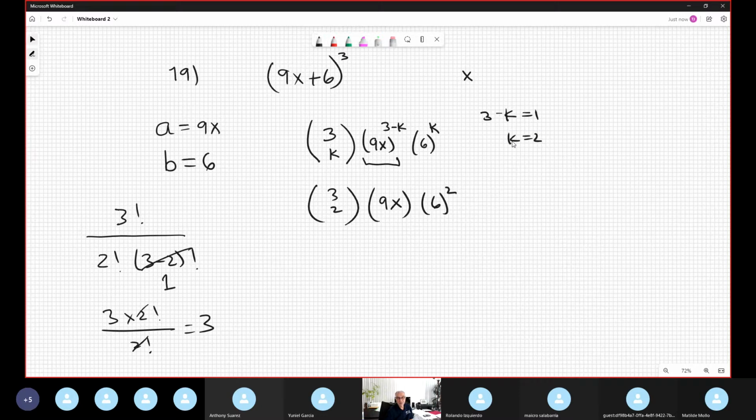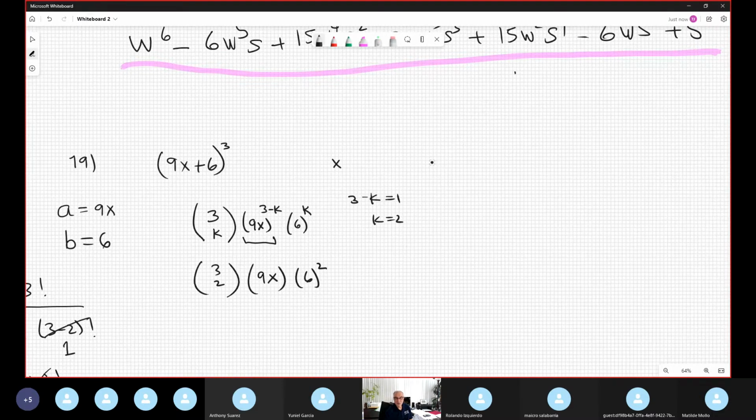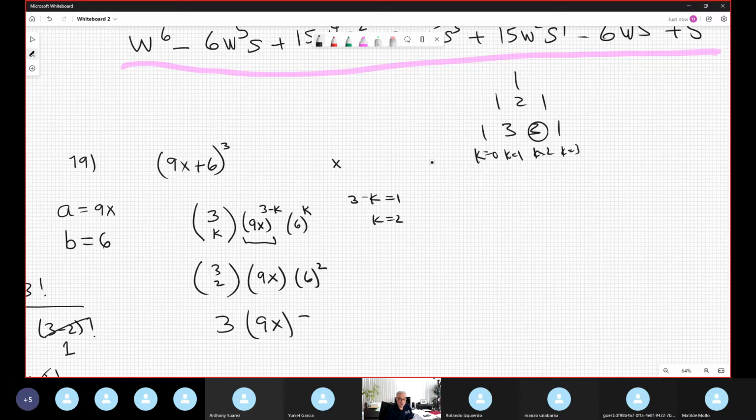The combinatorial number is 3. And in Pascal's triangle, look, it is 1, 1, 2, 1, 1, 3, 3, 1. We are talking about k equal 2, and k equal 2 is this coefficient, because this is k0, this is k1, this is k2, and this is k3. So it's obvious that 3 is the coefficient. No surprise. This is 3, 9x, and 36. You multiply each other, and 972x is the answer.